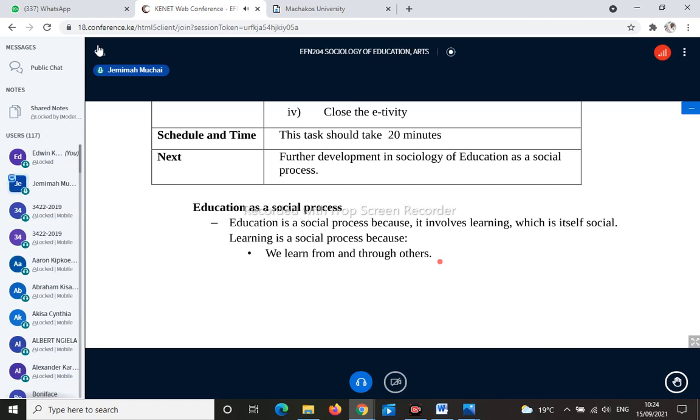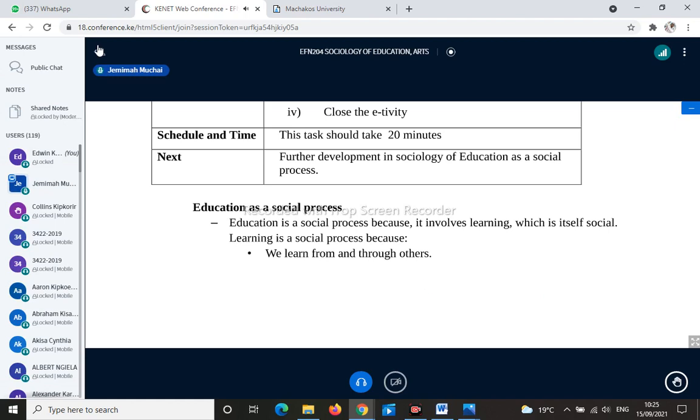Most of the things that we learn have to be, excuse me, for the time being, don't lift your hands. Please. I'll give you the chance to lift up your hands later. Use the public chat if you have a question. Don't lift your hand.